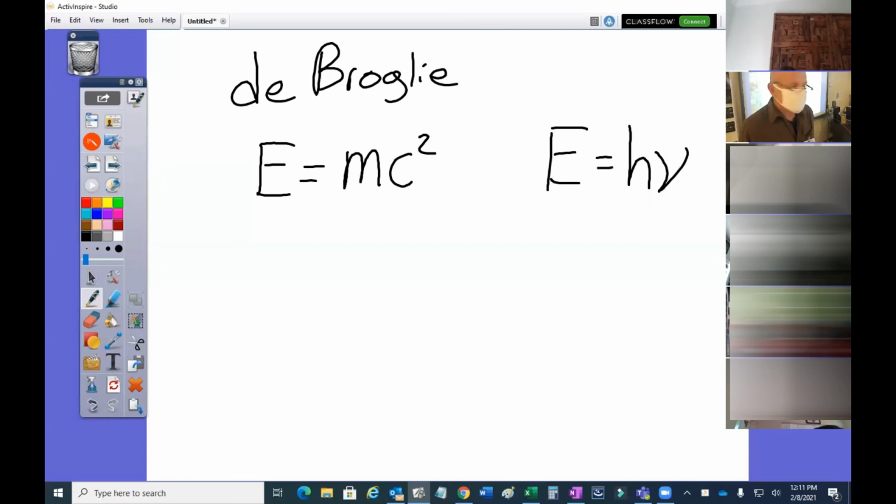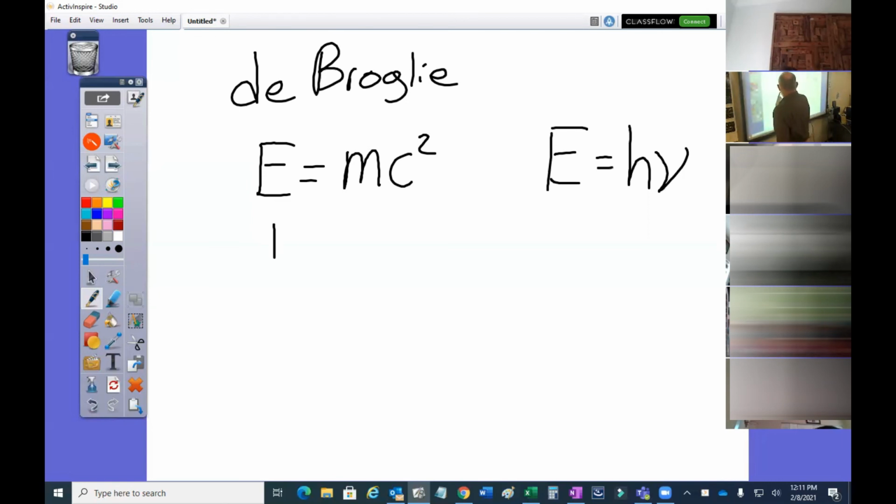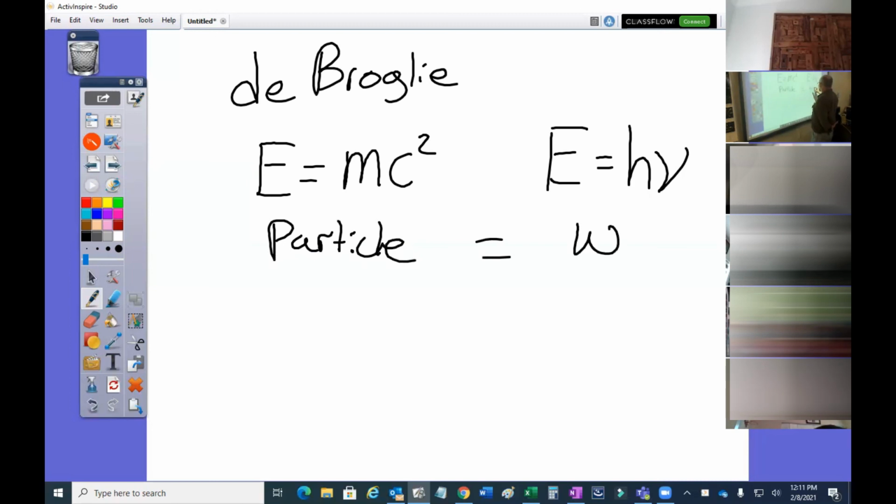To 20 significant figures, the mass. Okay, we'll just leave it at that. There's a lot of similarities. So deBroglie said maybe the energy of a particle, called the electron, is equal to the energy of that same thing as a wave. And if so, you can set these two equal to each other.